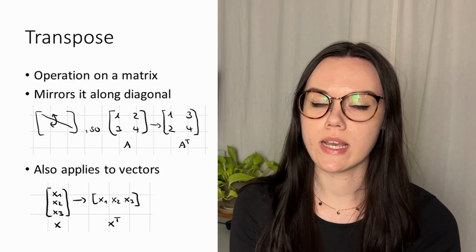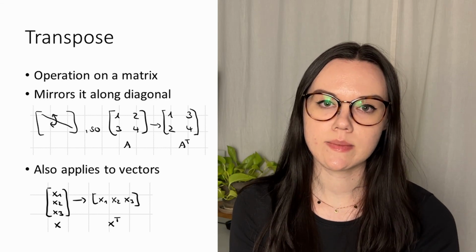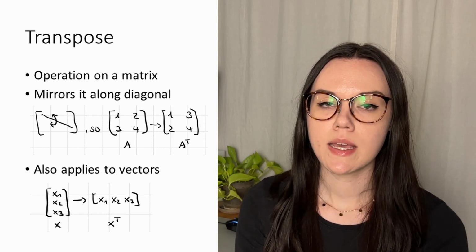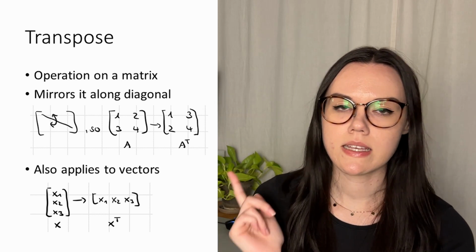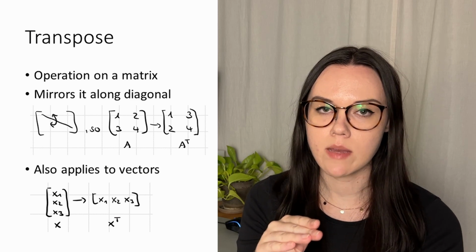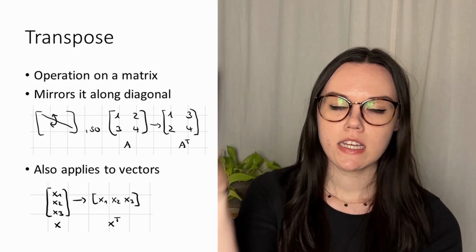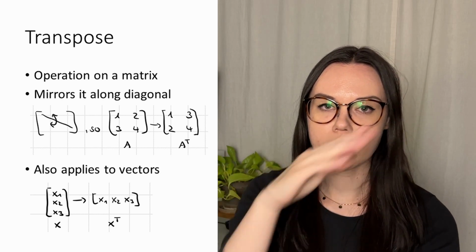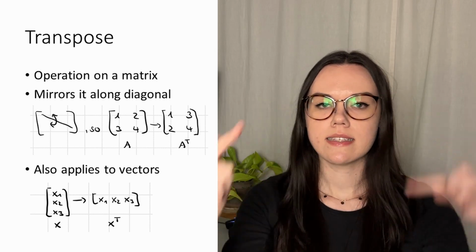One of those key operations is the transpose, or transposing a matrix. Transposing a matrix means mirroring it along its main diagonal. Here on the side is an example where you can see that the main diagonal stays the same, the 1 and the 4, and then the 2 and 3 change their spots because you fix the diagonal and then everything on the sides gets flipped around.